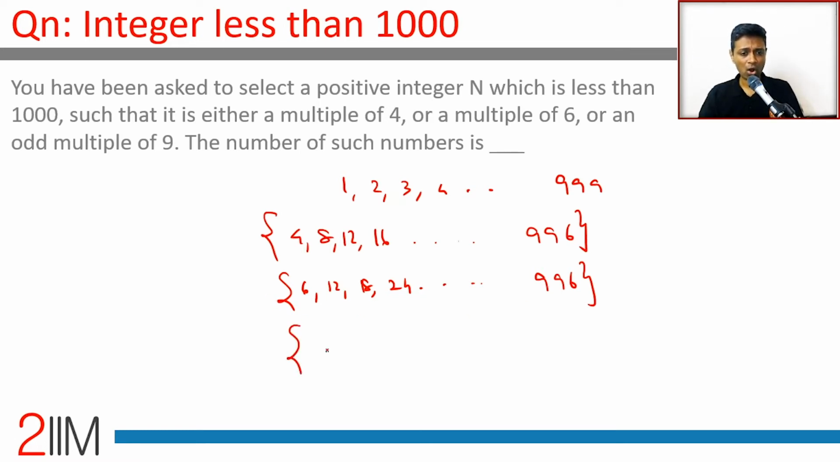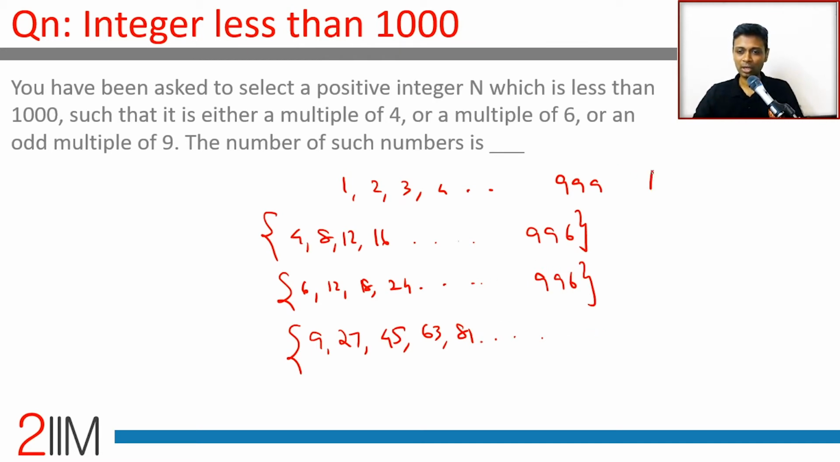Or an odd multiple of 9, so 9, 27, 45, 63, 81 and so on. So we need to find the number of positive integers that are in these lists.